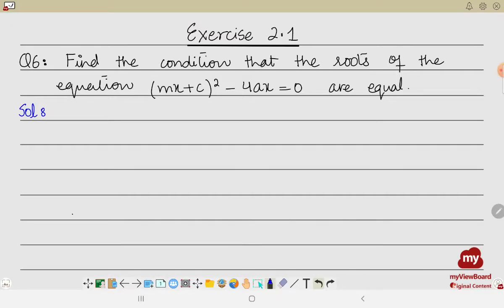In this video, we are going to use the concept of discriminant. Let's read out the question. Find the condition that the roots of the equation are equal. So we are supposed to use the concept of discriminant.